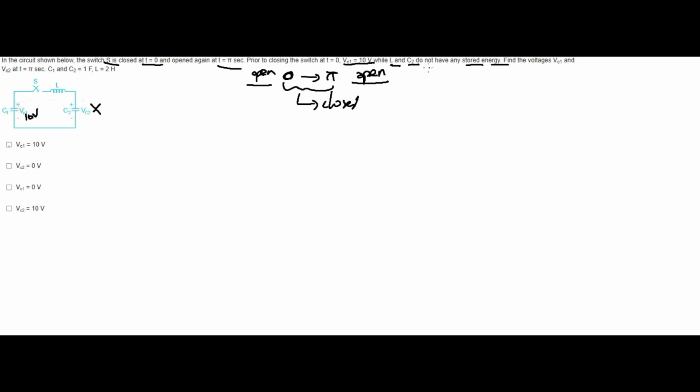So for L and C2 it goes as normal, because C1 is having some energy, since C1 is close to 10 volt and will start storing the voltage. Compared to C2, C1 is storing a lot because it is very close to the voltage, right?